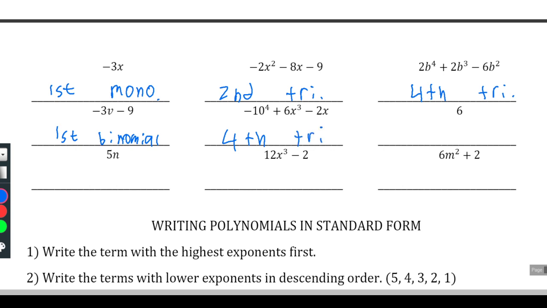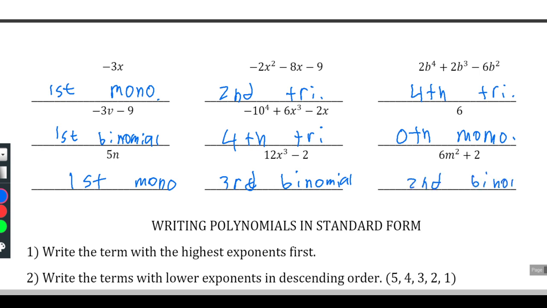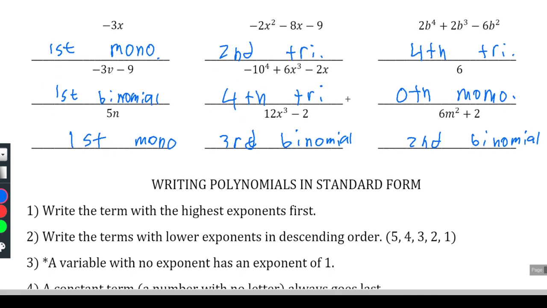So this is how you brought up the 0th degree. We do have the option of a 0th degree. If there is no x, it is a 0th degree monomial. And we have another first degree monomial, a third degree binomial, and a second degree binomial. Give you a second to write all that down before we move on.